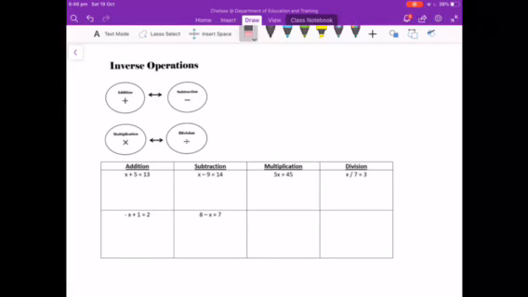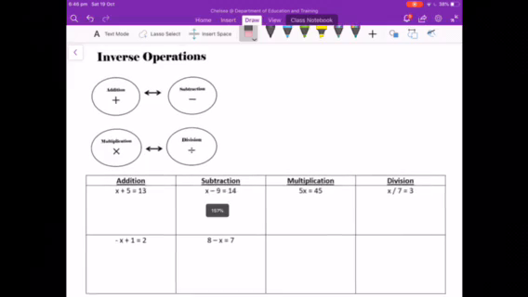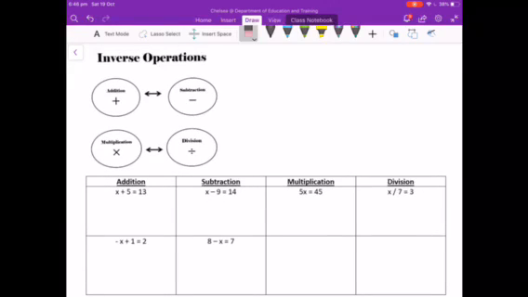Today we are looking at one-step equations. Now before I start, I wanted to go through what an inverse operation is. Inverse means the opposite. The opposite of addition is subtraction, the opposite of subtraction is addition, the opposite of multiplication is division, and the opposite of division is multiplication.